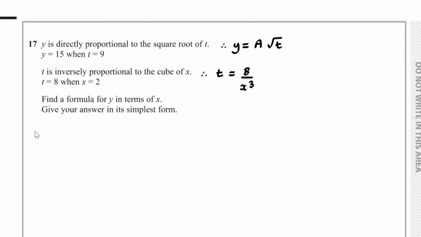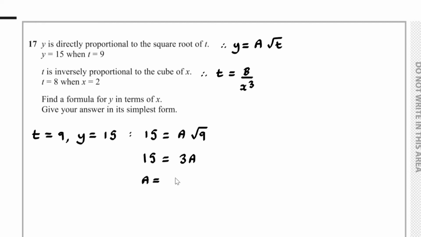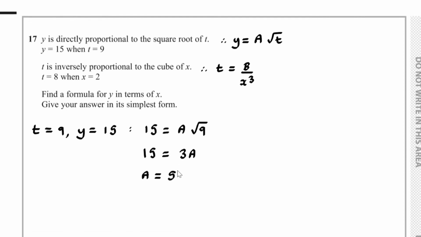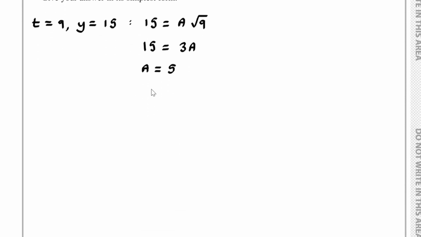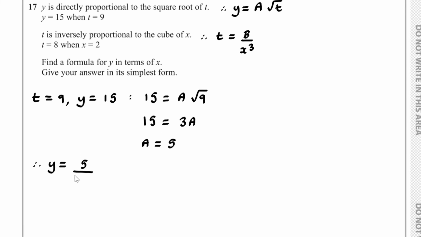So we know that when t is 9, y is 15. So we have 15 equals a multiplied by the square root of 9. 15 equals 3a. A equals 5. So, knowing that a equals 5, we can therefore conclude y is equal to 5 multiplied by the square root of t.